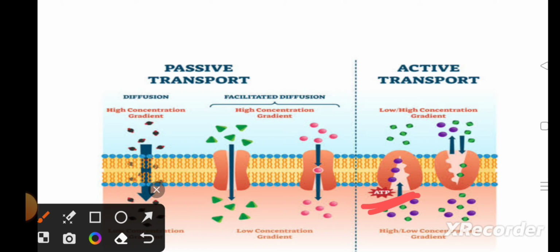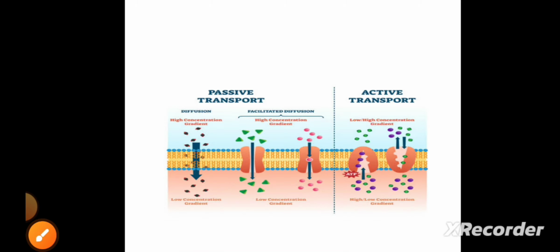But in active transport there is involvement of a protein carrier, which creates a channel in which the particles move from lower concentration gradient to higher concentration gradient with the help of ATP. That means ATP is providing the energy required for this action, and this action is done by the protein carrier. So let's discuss one by one.